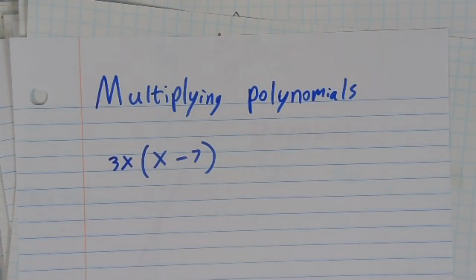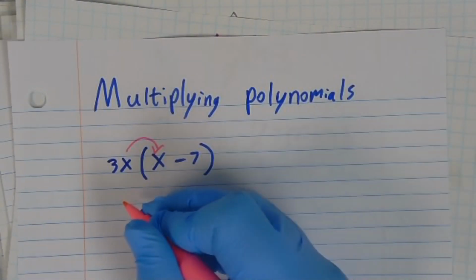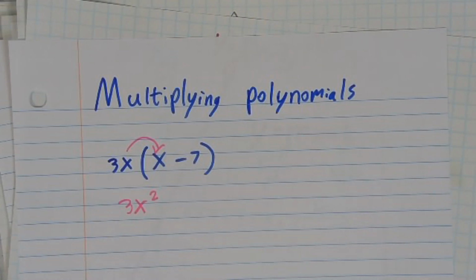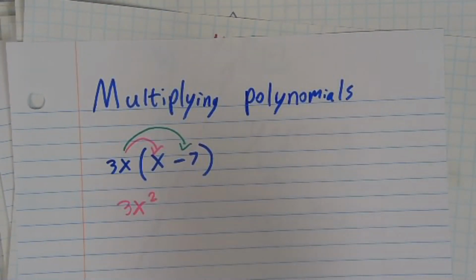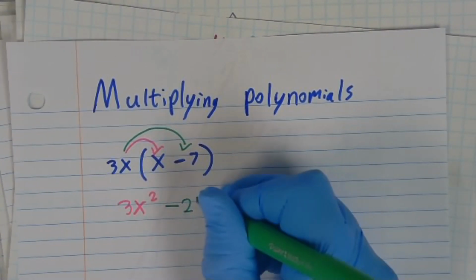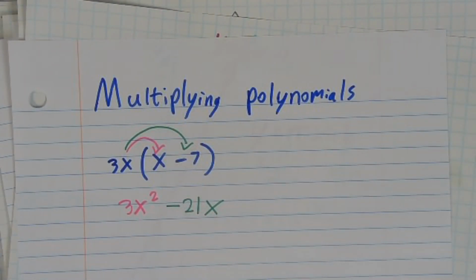So I might do that using just the distributive property and some arrows. 3x times x would be 3x squared, and 3x times negative 7, 3 times 7 is 21, so I'd have negative 21x. So I might just be able to do it that way. I just distribute it, maybe I use some arrows, and I do those multiplications.